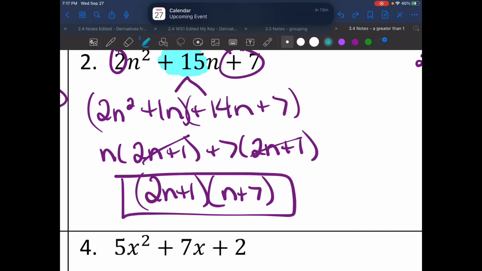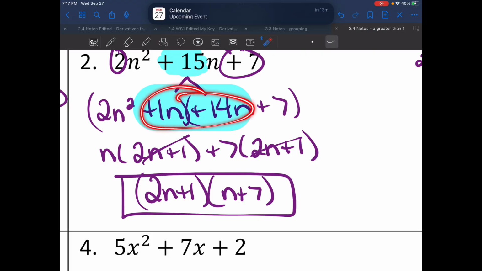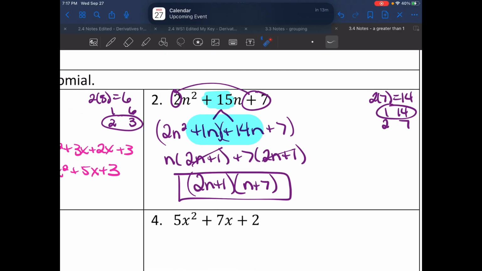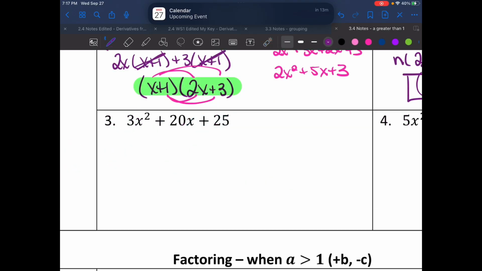Now remember guys, 1n and 14n, if I add these back together, I get 15. These are the same function. It's rearranged, but it's the same function. 2n squared plus 15n plus 7 is equivalent to its factors. Remember, if you redistribute out, you're going to get this.